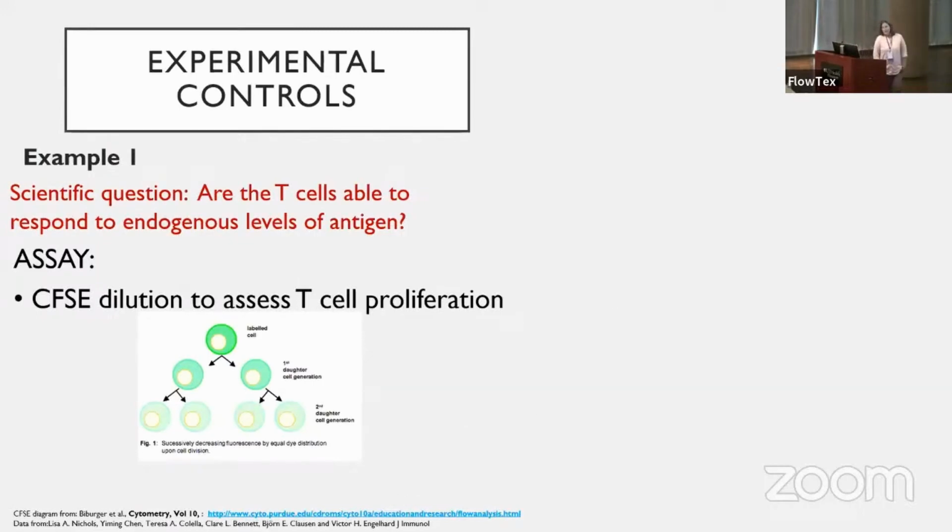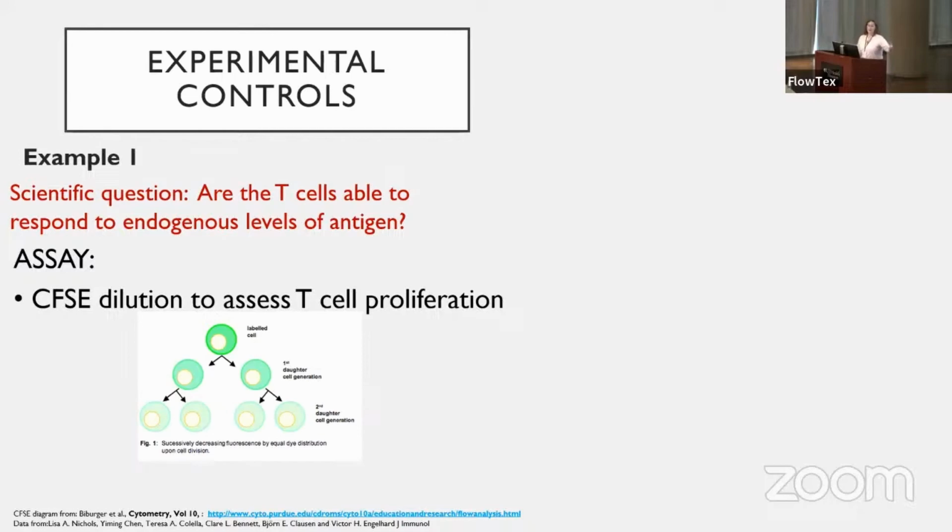Experimental controls. I took a cue from the first group, CFSE. We want to ask a question. Look, are the T cells able to actually see antigen? This is a very common question. Does this happen in the tumor? Are the T cells just going in and hanging out? Are they not seeing it? What's going on with these guys?